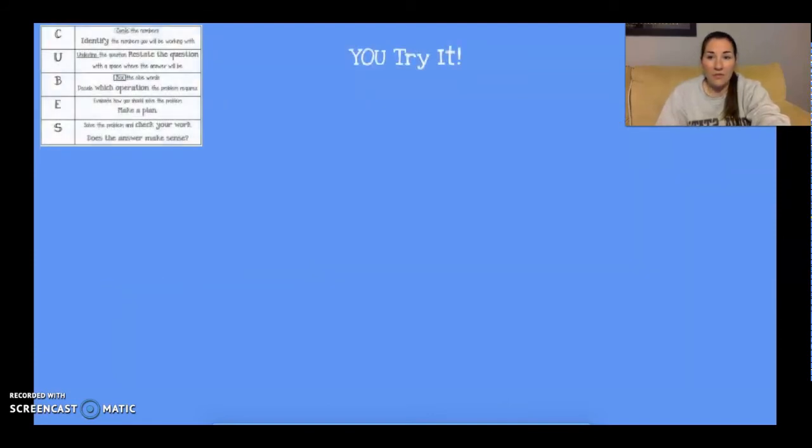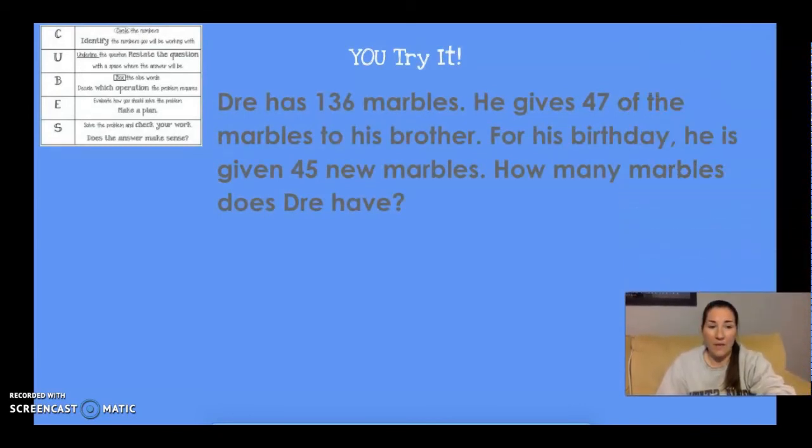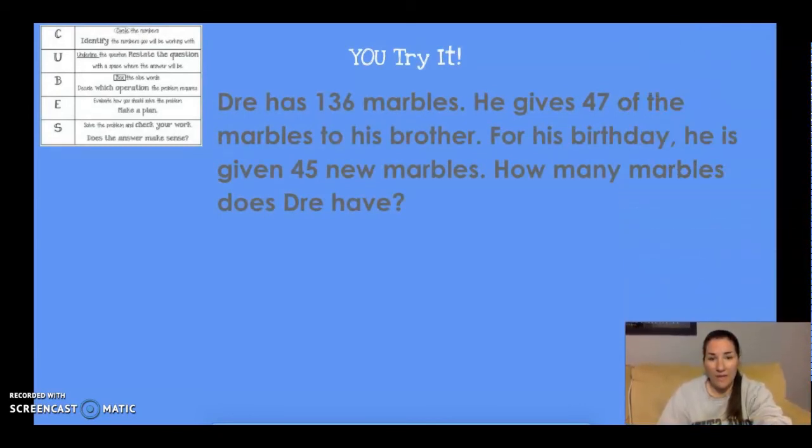I'm going to have you try the next one, and I'll go through it really quickly afterwards. So once I read it, I want you to pause it and go through all of those steps and see if you can solve it on your own. So this one says, Dre has 136 marbles. He gives 47 of the marbles to his brother. For his birthday, he is given 45 new marbles. How many marbles does Dre have? So go through those, pause the video, see if you can solve the two-step story problem, and then press play and I'll walk you through my thinking.